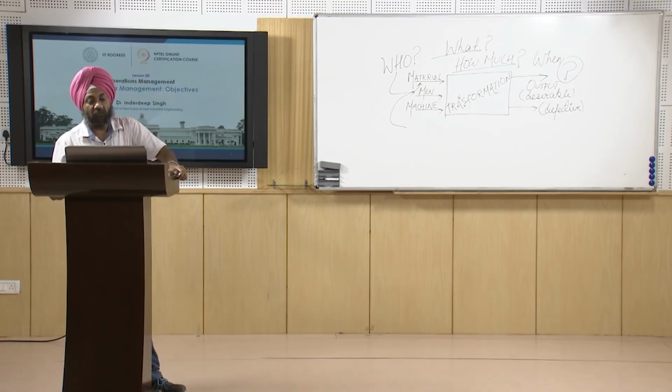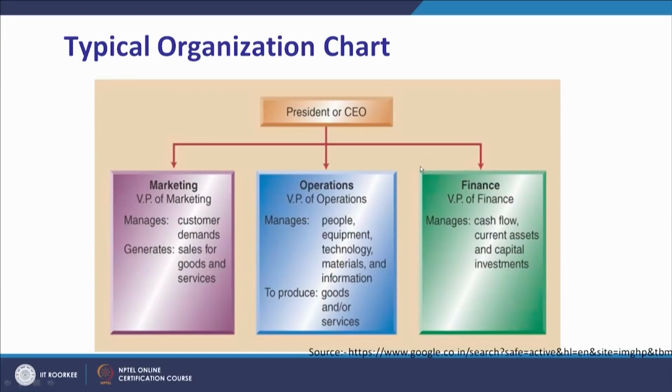Now the source is given here. This is a typical organizational chart. The president or the CEO, then marketing, operations and finance. So usually in any company that is involved in operations, these three people are very important: the marketing people, the operations persons and the finance persons.